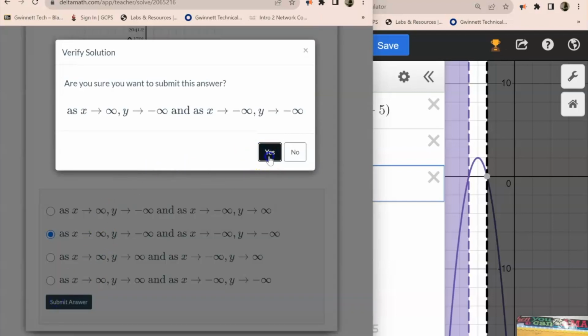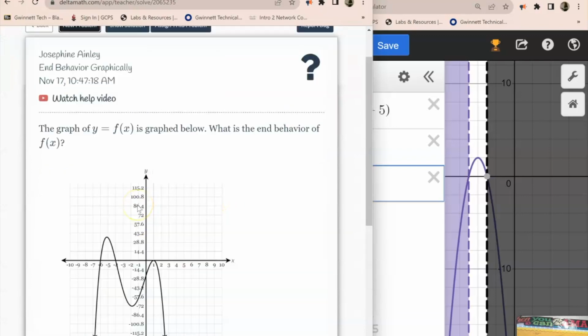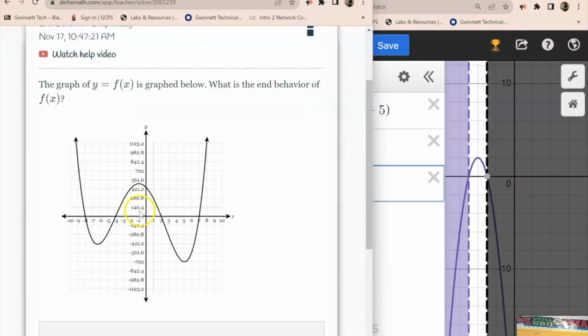I'm just going to do another one because that was the same as the other one. Oh my gosh. New question. Oh, that's the same one. Okay, new question.